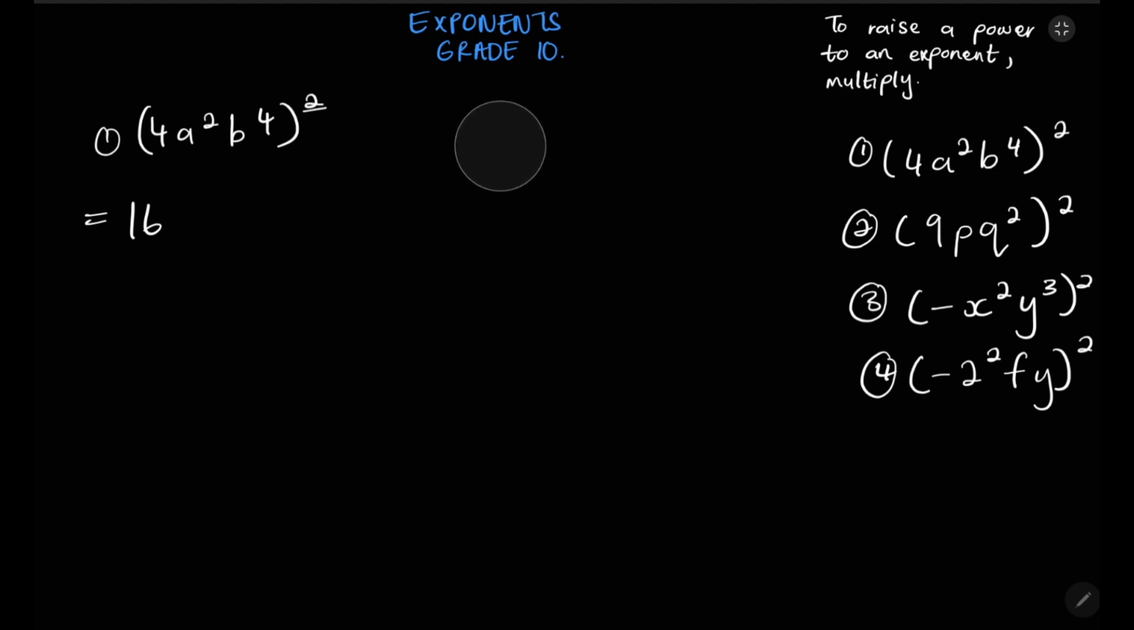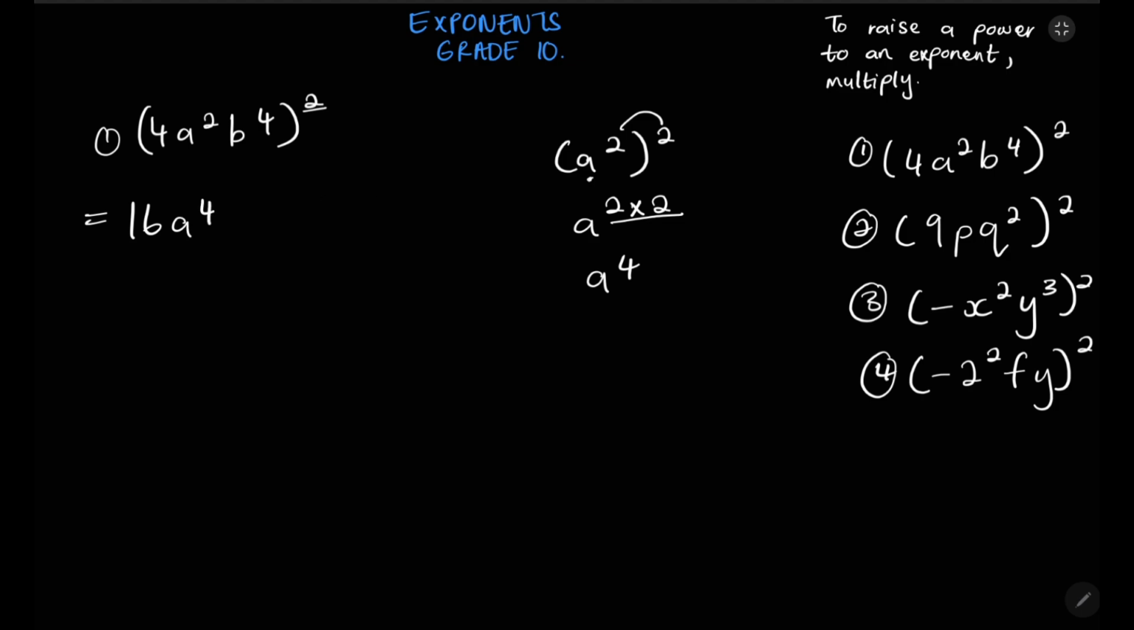Now let's move to our variables. We have a to the power 2, or a squared, right? Outside our bracket we have a 2. So we write down our base, which is a, then 2 times 2. This is a to the power 4, since 2 times 2 is 4.